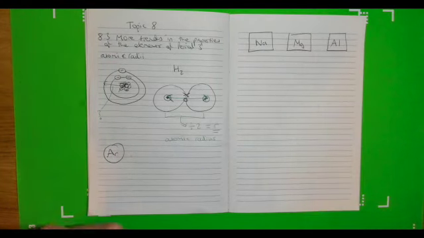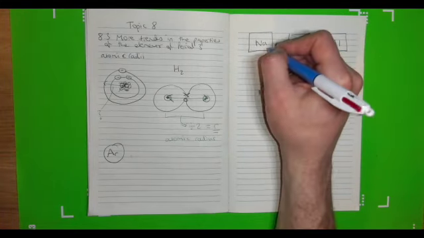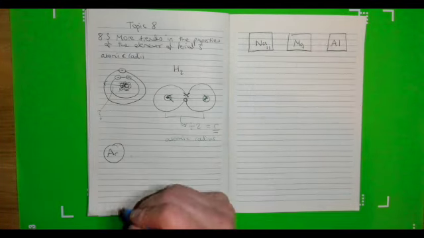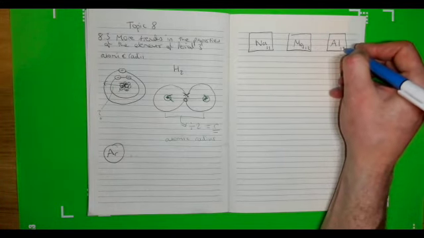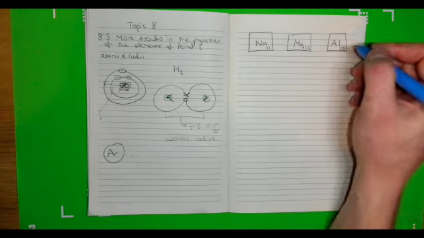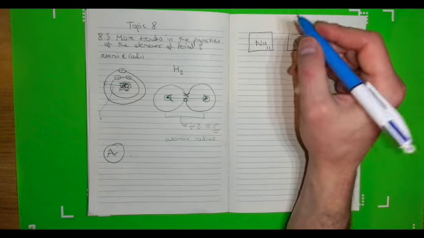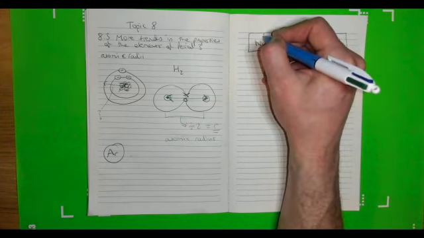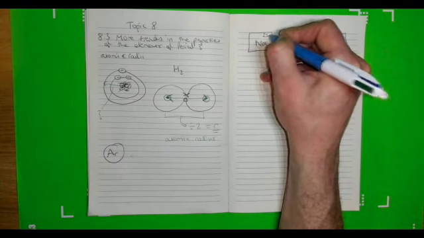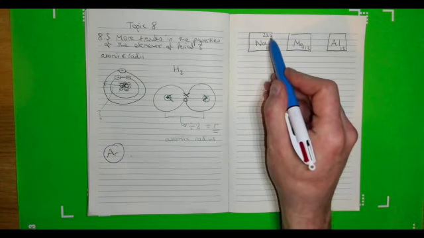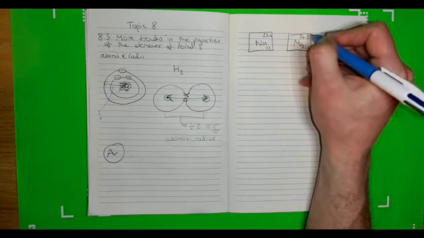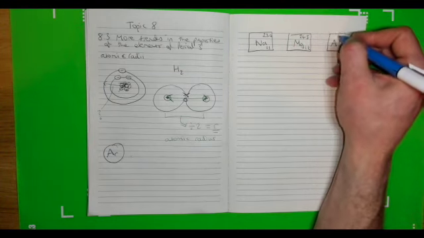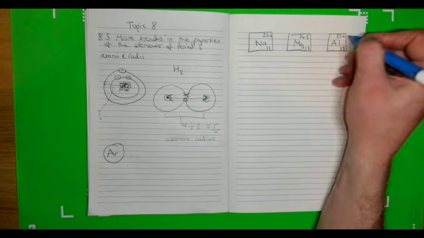Let's write some information down about those 3 elements. We know that sodium has an atomic number of 11, magnesium 12, and aluminium 13. The relative atomic mass of sodium is 23.0. Remember, we're in year 12 now. Don't forget that number after the decimal point. Magnesium is 24.3 and aluminium is 27.0.